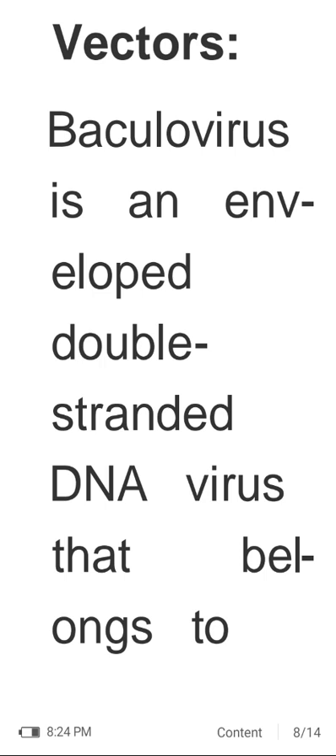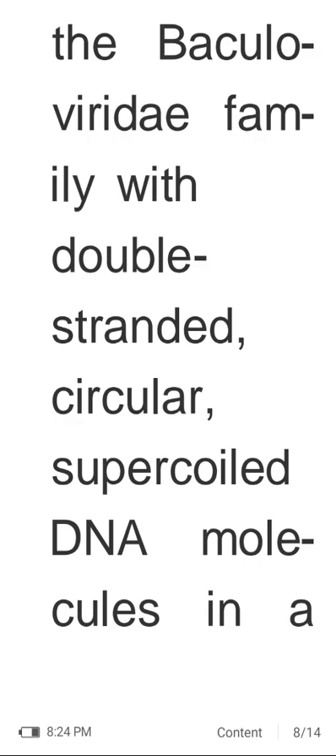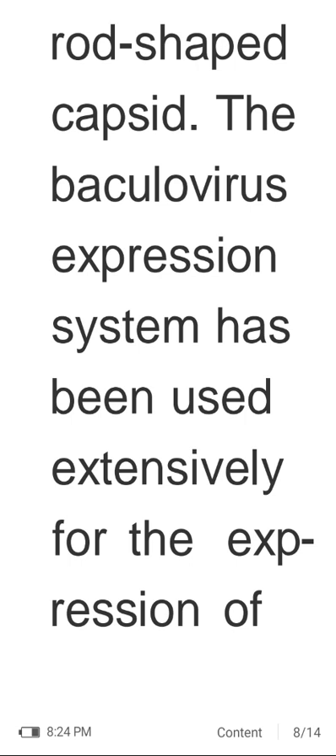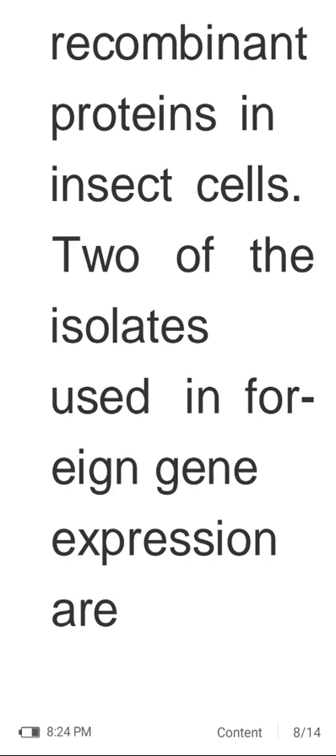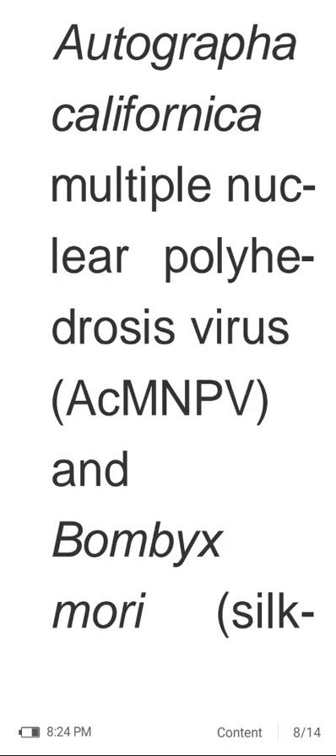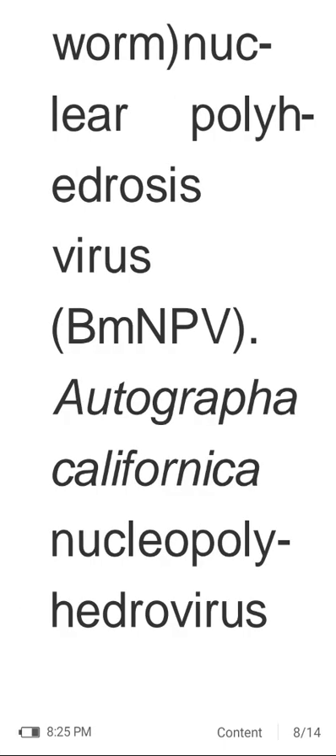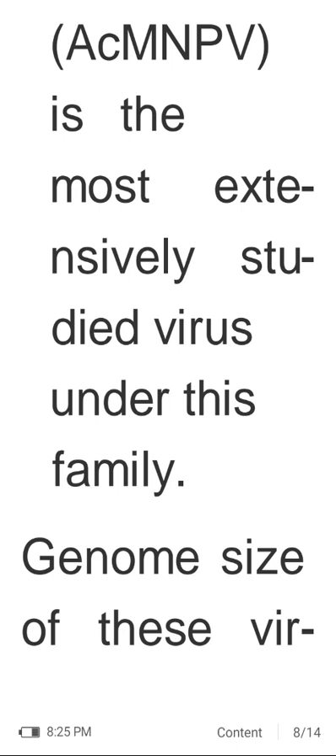Baculovirus is an enveloped double-stranded DNA virus that belongs to the Baculoviridae family, with double-stranded circular supercoiled DNA molecules in a rod-shaped capsid. The baculovirus expression system has been used extensively for the expression of recombinant proteins in insect cells. Two of the isolates used in foreign gene expression are Autographa californica multiple nuclear polyhedrosis virus and Bombyx mori silkworm nuclear polyhedrosis virus. Autographa californica nucleopolyhedrovirus is the most extensively studied virus in this family.